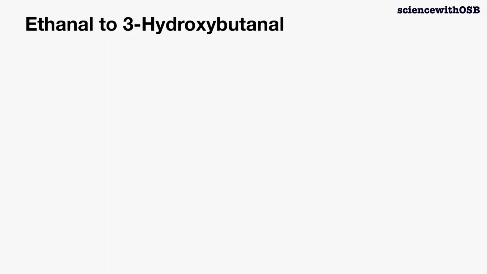Ethanal to 3-hydroxybutanal. First we can write the reactant and product. What is ethanal? CH3CHO, right? And what is 3-hydroxybutanal? CH3CHOHCH2CHO. Before starting to write the conversion, make a strategy to follow.